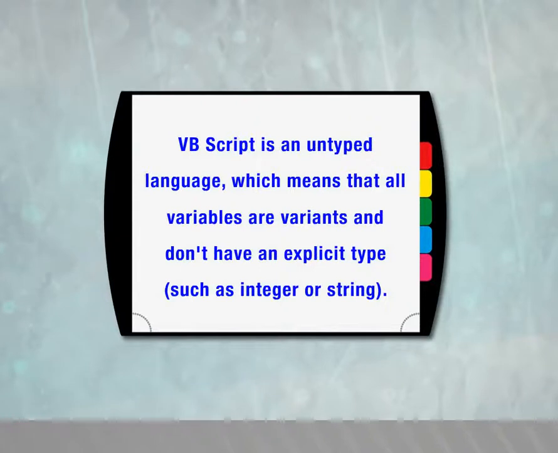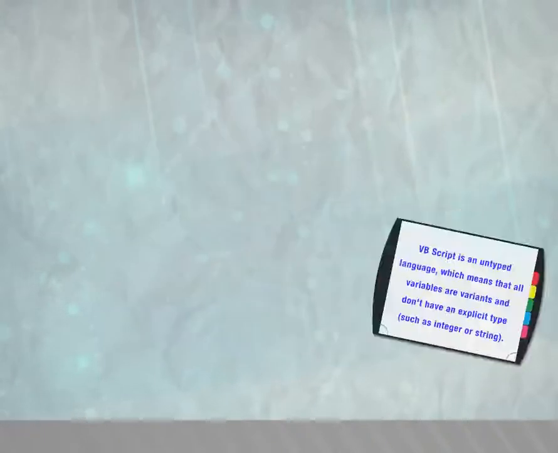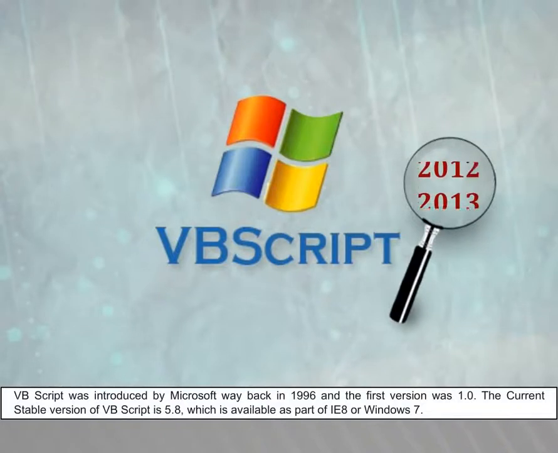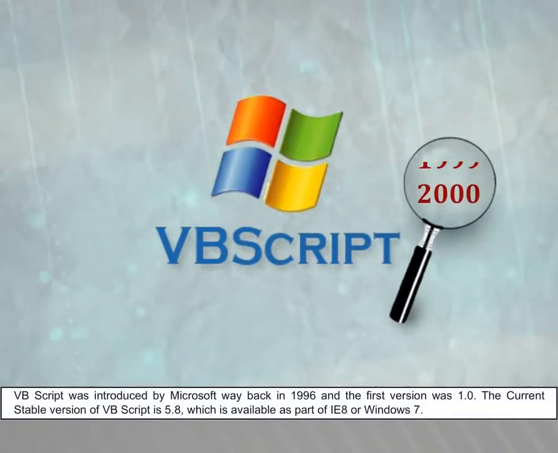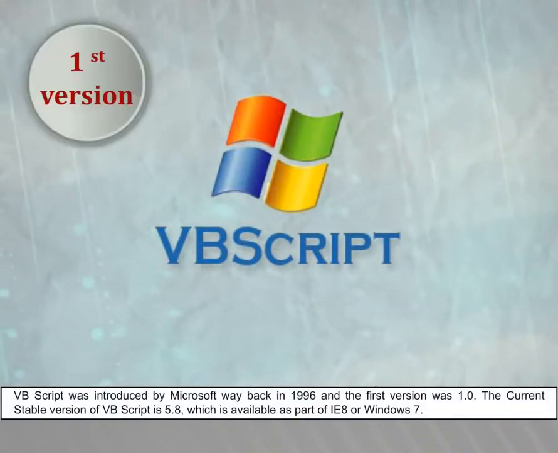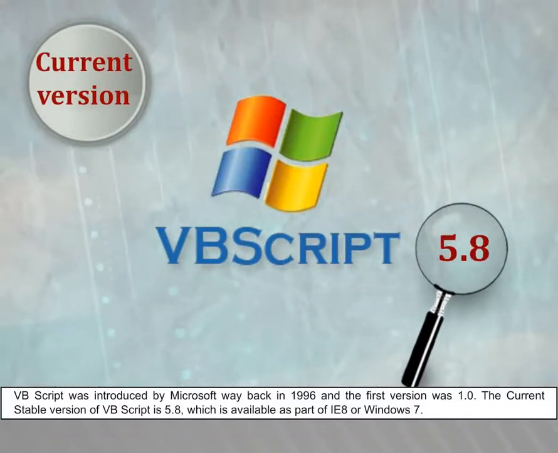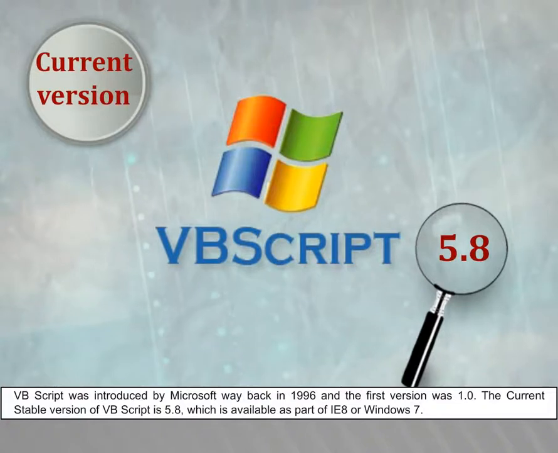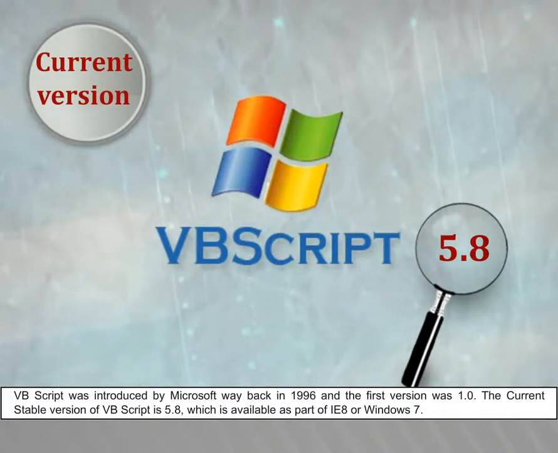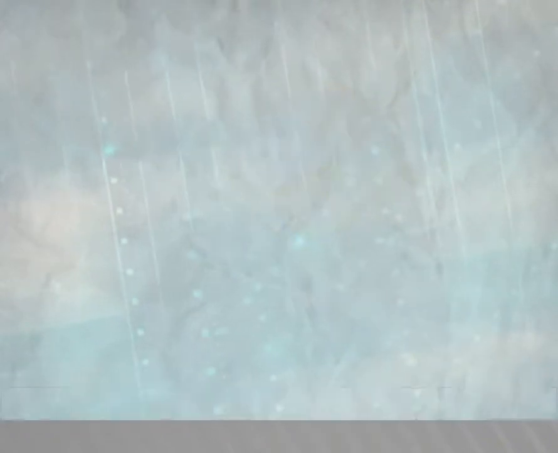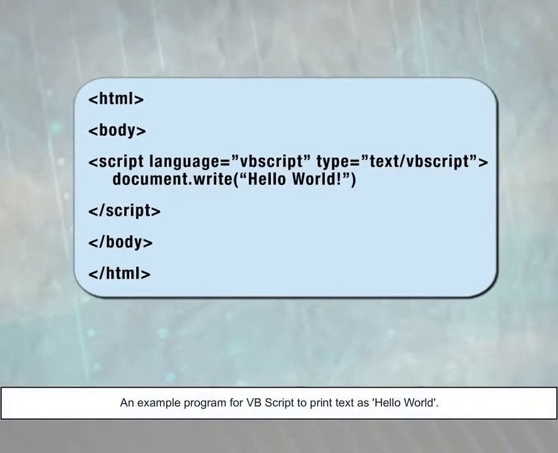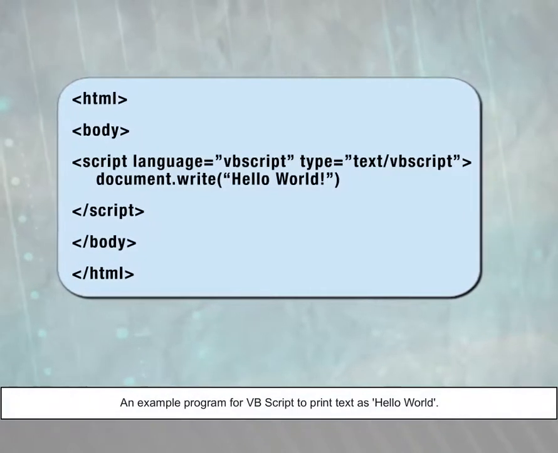VBScript is an untyped language, which means that all variables are variants and don't have an explicit type such as integer or string. VBScript was introduced by Microsoft way back in 1996 and the first version was 1.0. The current stable version of VBScript is 5.8, which is available as a part of IE8 or Windows 7. An example program for VBScript to print text as Hello World.